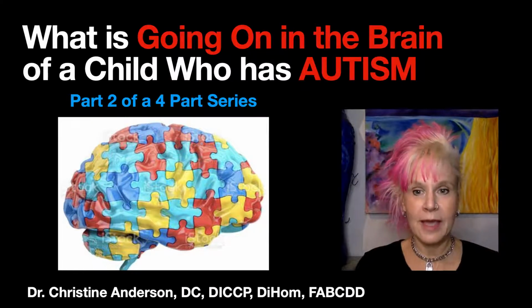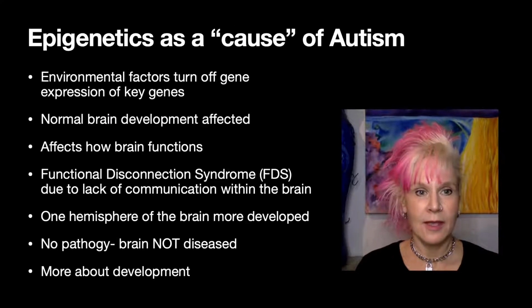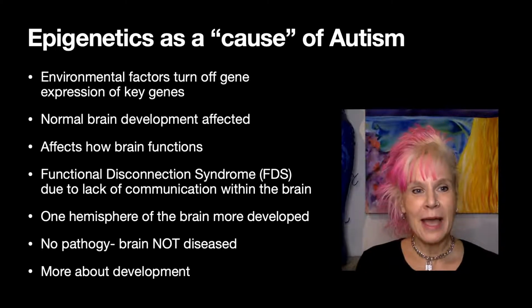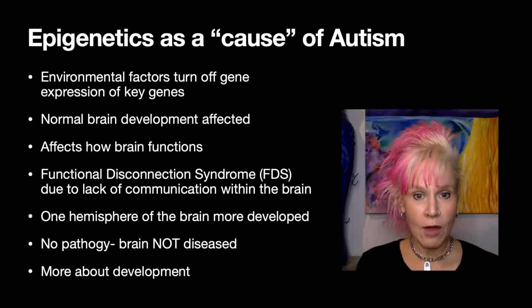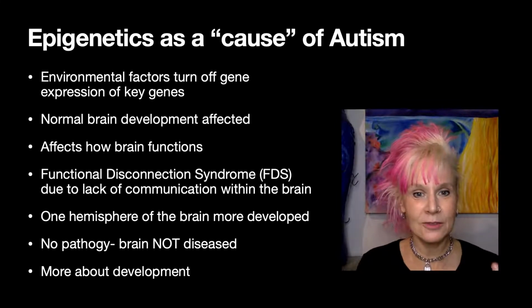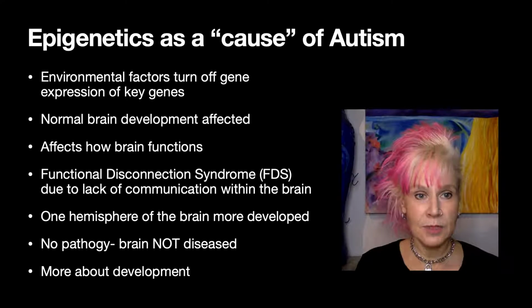So I just want to recap because what we want to do is look at what is the general cause of autism and work with it that way. So let's recap a little bit about epigenetics as a cause of autism. And I put cause in quote marks because it's not just one thing with autism, right? There's usually multiple factors. But in general, these factors are usually environmental when it comes to epigenetics.